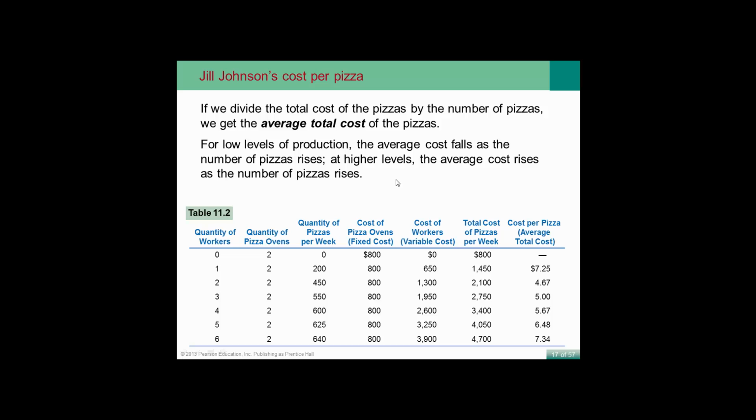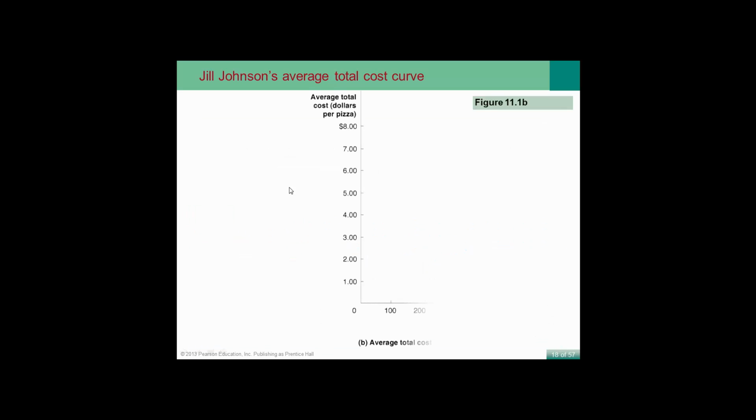For low levels of production, the average cost falls as the number of pizzas rises. At high levels, the average cost rises. And that's because we have so many workers and not enough ovens that basically they're just getting in each other's way.